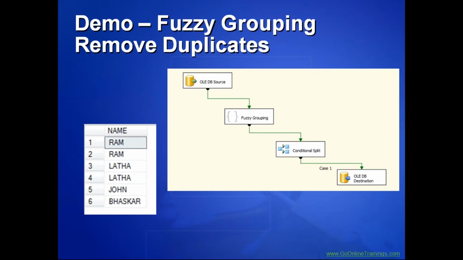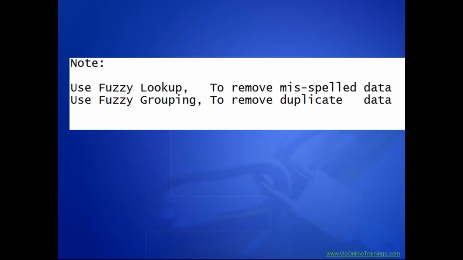Now we can also have a small demo on this to remove duplicate data. Before doing that, let us understand. Use fuzzy lookup to remove the misspelled data and use fuzzy grouping to remove duplicate data, because you have to identify whether you have duplicates or not. If you have duplicates, you have to remove them. So this is one of the interview questions.